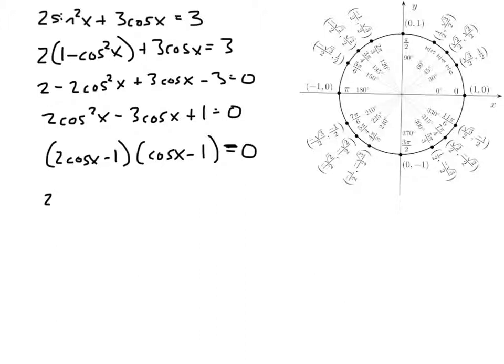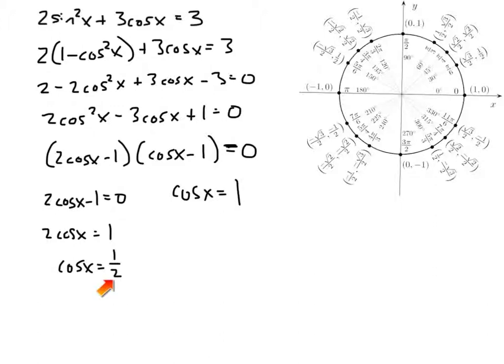So I've got 2 cosine x minus 1 equals 0. So 2 cosine of x equals 1. The cosine of x equals 1/2. And cosine x minus 1 equals 0. That's just going to be cosine x equals 1. So I'm looking for x values of 1/2 and of positive 1 in radians.